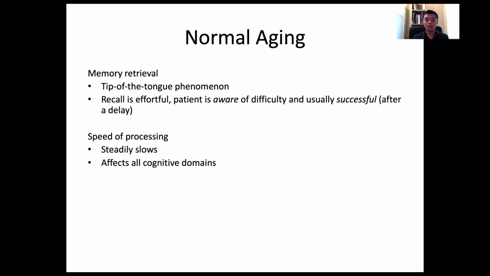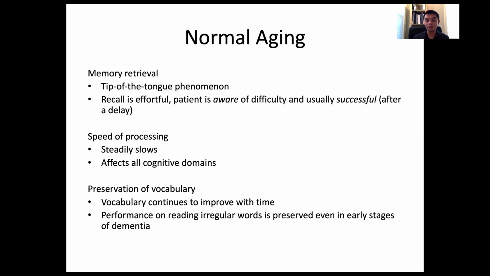The next thing that happens with normal aging is that our processing speed slows down, and that happens for just about everything. So that affects all of our cognitive domains. The one exception to everything going down and slowing down is actually our vocabulary. For one reason or the other, over time, that improves for all of us. So I at least have that to look forward to.